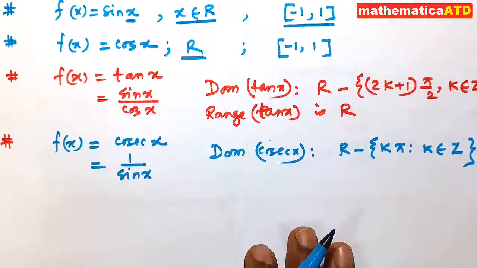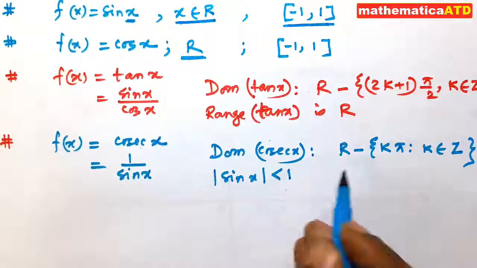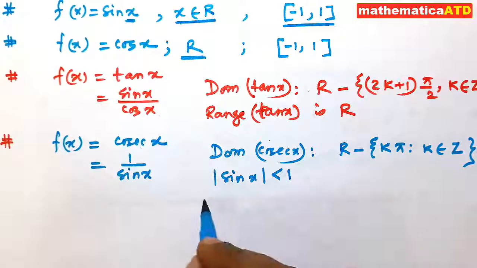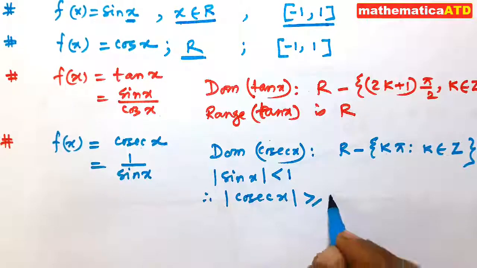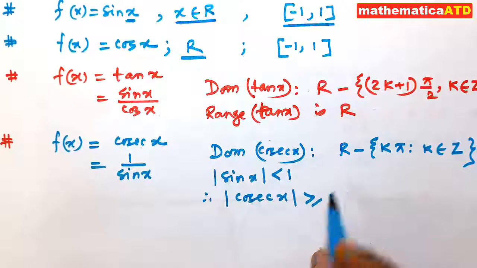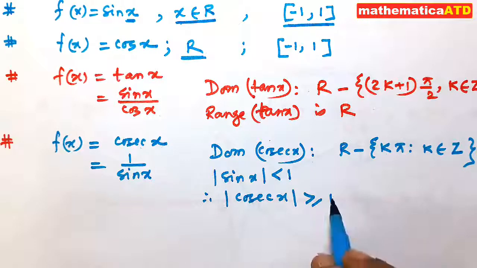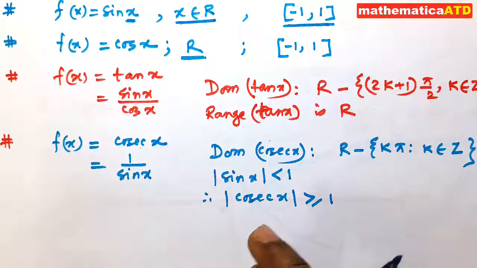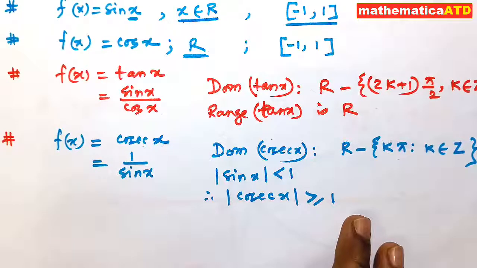Friends, since you know this, modulus of sin x is less than or equal to 1 for all x belongs to R. So modulus of cosec x is greater than or equal to 1 for all x belongs to R, where cosec x is defined, that is cosec x is greater than or equal to 1, or cosec x is less than or equal to -1, isn't it? Thus cosec x never lies in the open interval (-1, 1). Okay, so what will be the range of cosec x?